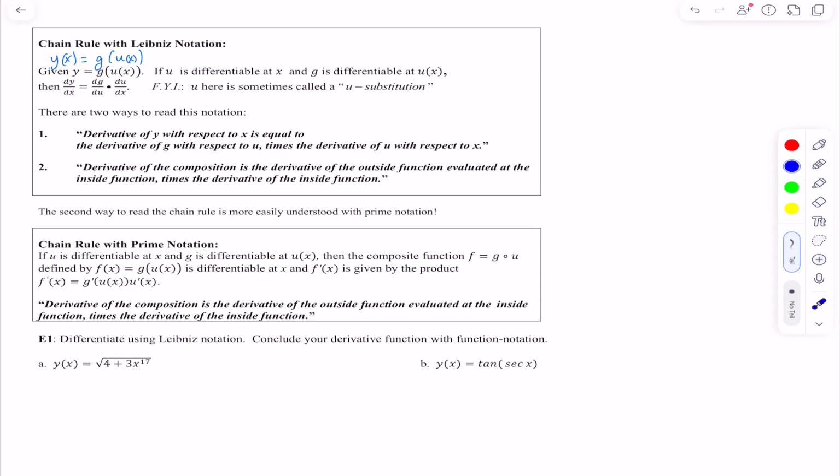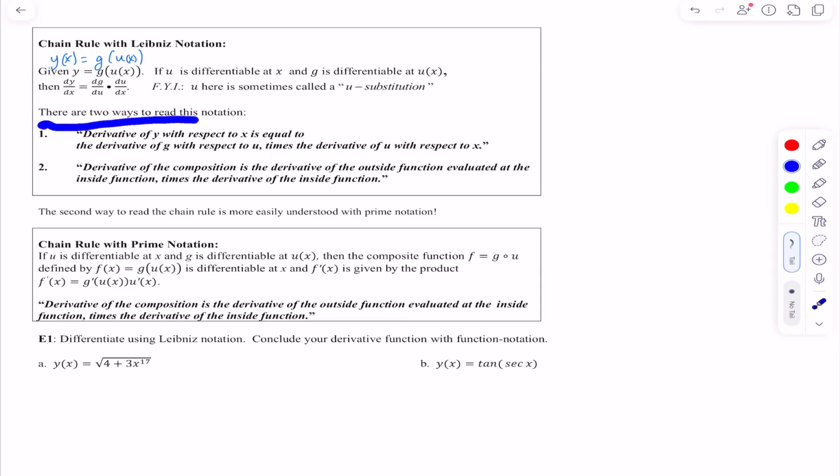Let me repeat this one more time. Notice x is in the domain of u, and once you take the output, u of x becomes part of the domain for g. So that's why it's very important to read the inside function first. U must take place first, and then g must take place second.